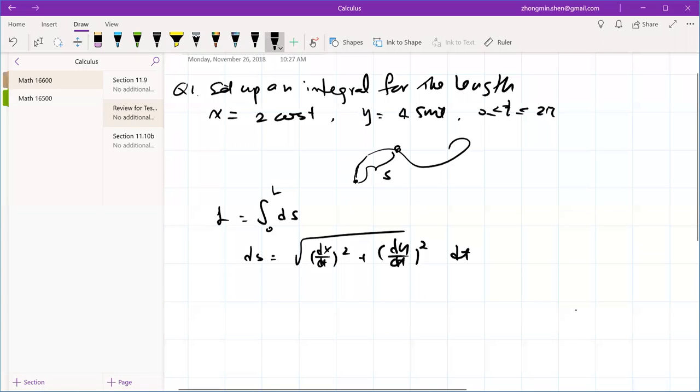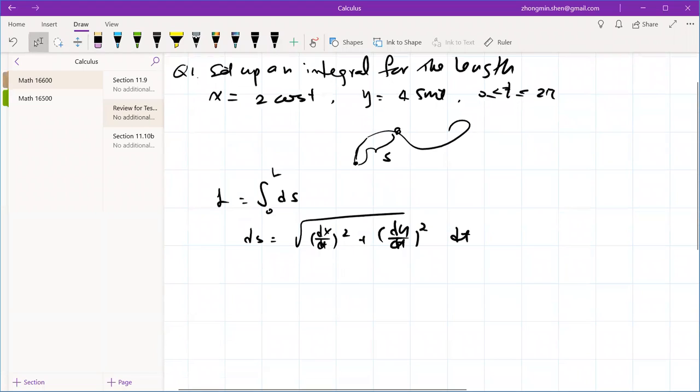All right, so this is the first problem. We just needed to set up an integral for the length of this ellipse. You don't need to waste time to evaluate the integral. Sometimes it's impossible. Okay? So read the question carefully.